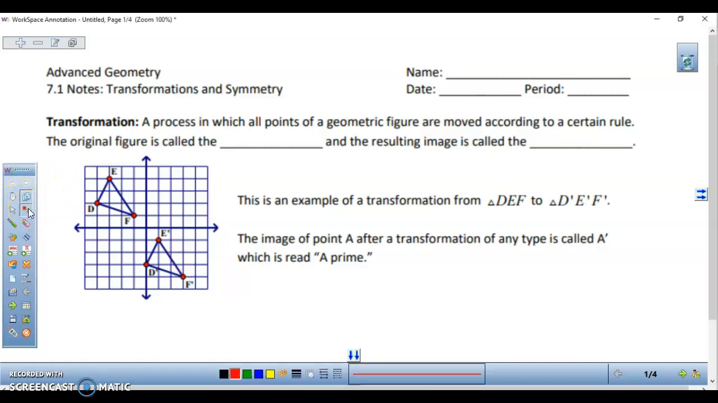I'm just going to continue talking about section 7.1. So far we talked about the algebra that we're going to apply in chapter 7, or some of it. And so now we'll talk about the geometry. So chapter 7 deals with transformations and symmetry.